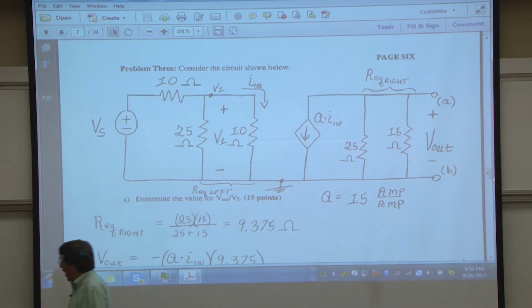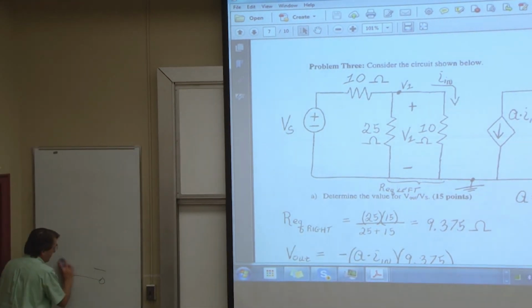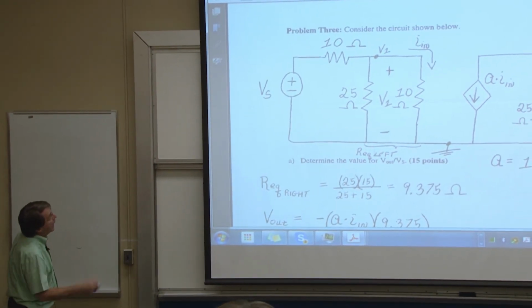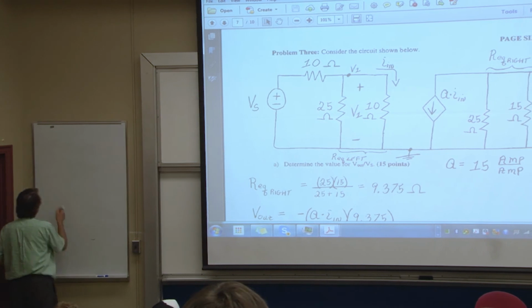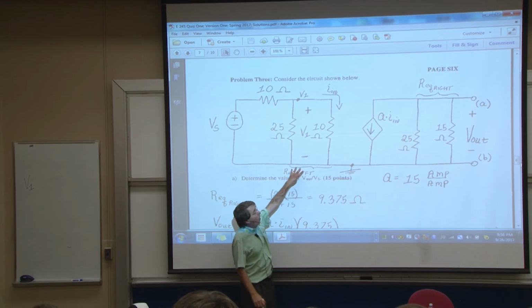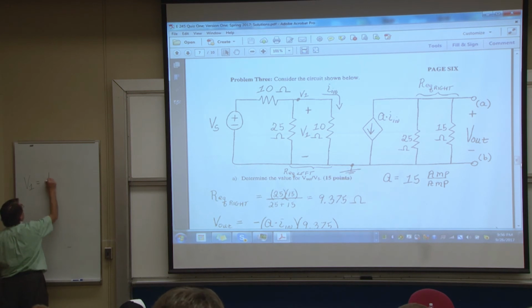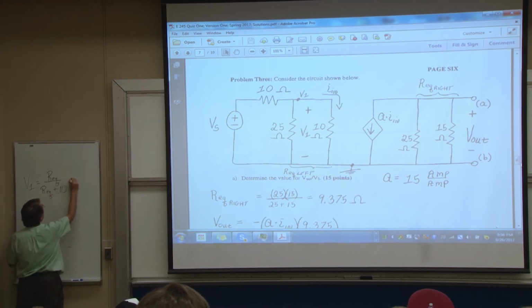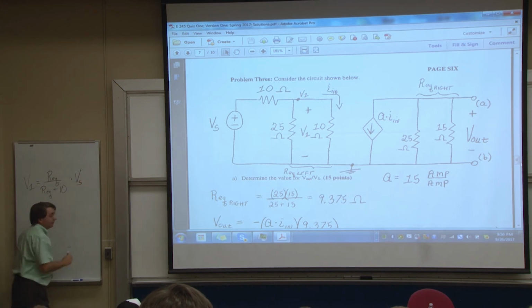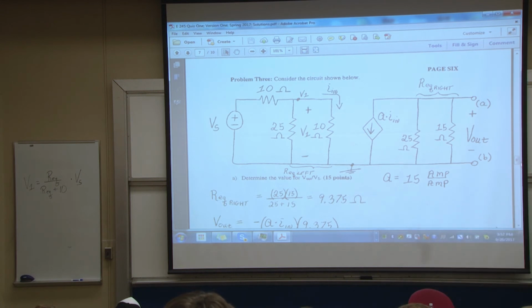So I say, great, how do I get, let me just erase this. How do I now get V1? V1, which I define to be across the REQ, is gotten as REQ over REQ plus 10 times VS. How am I doing, sir? So I say, good.